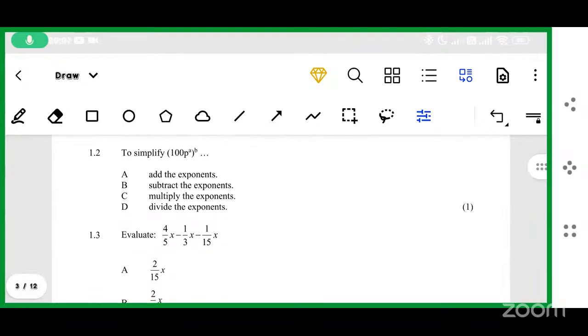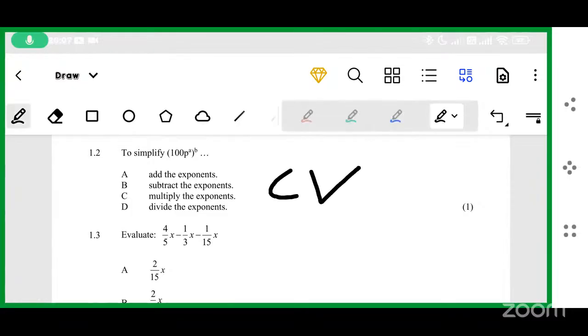Okay, 1.2 says simplify the following. So we have open bracket 100p to the power of a, close bracket to the power of p. A says we have to add the exponents. B says we have to subtract the exponents. C says we have to multiply the exponents. D says we have to divide the exponents. So when you look at this one, what do you think you're going to do? C. Oh wow, correct. So we have to multiply.